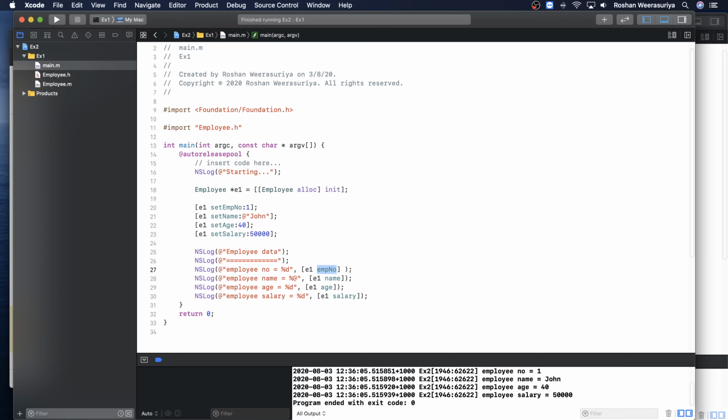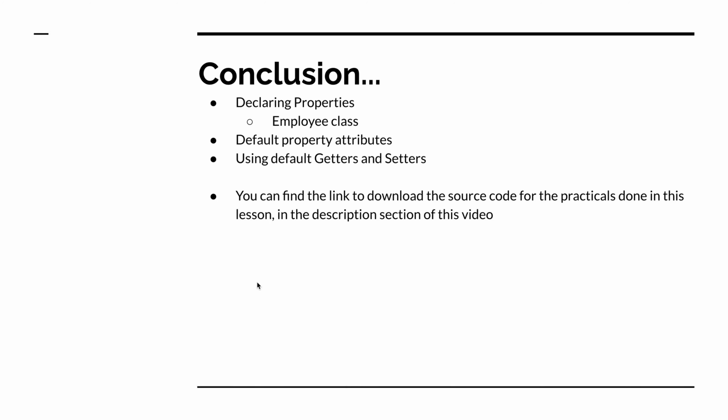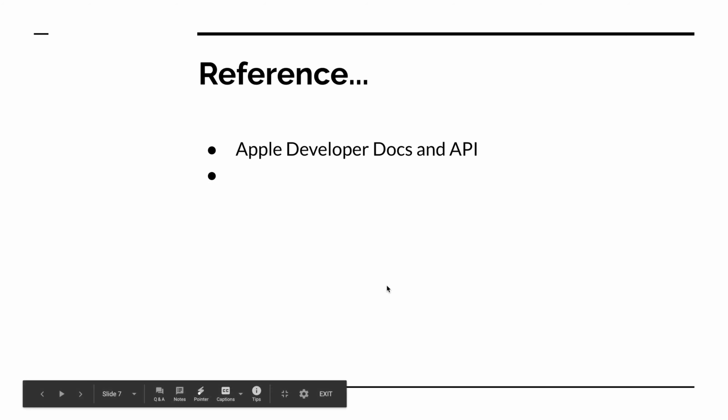Now let's see what's remaining in this lesson. So we successfully did the practical demonstration for this lesson, and the conclusion is you learned about declaring properties, and especially you saw some default property attributes, and in the next lesson after this we'll be discussing in more detail about default property attributes, and then you saw about using default getters and setters. Once again, in another lesson after this we'll discuss custom getters and setters and why you really need these getters and setters.